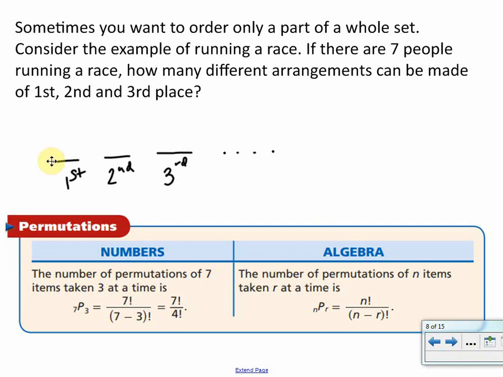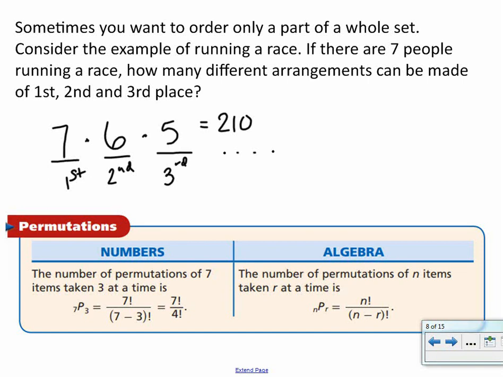So for the race example, if I use my fill in the blank method, how many people could possibly come in first? Well, 7, because there's 7 people who ran the race. After my first person has come in, now there are 6 people left that come in second. And after first and second have come in, now there are 5 different people left who could come in third. To calculate this, I can use the fundamental counting principle and multiply those together. And that gives me 210 different ways that people could come in the race.